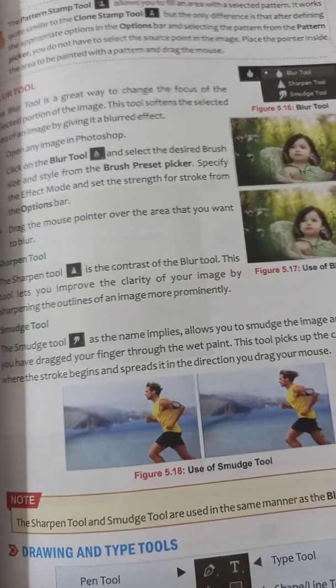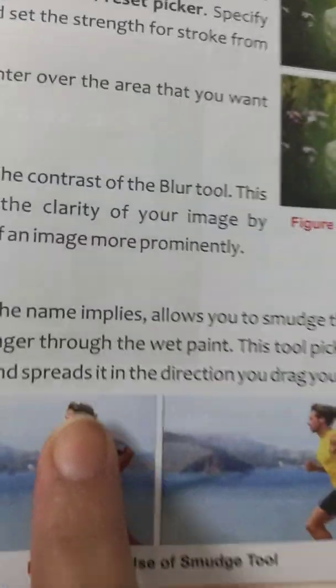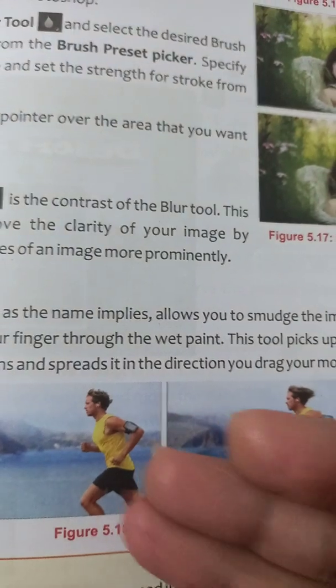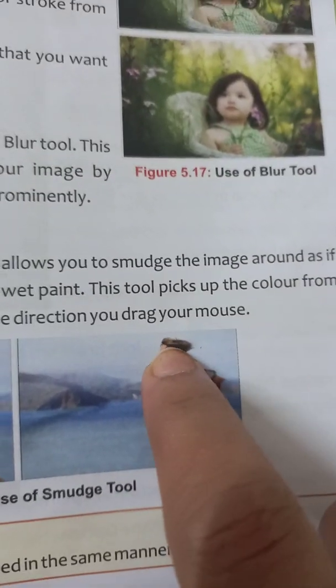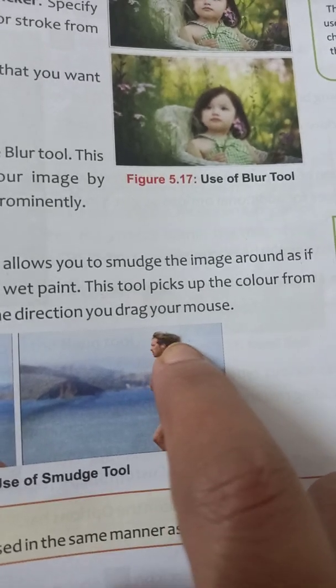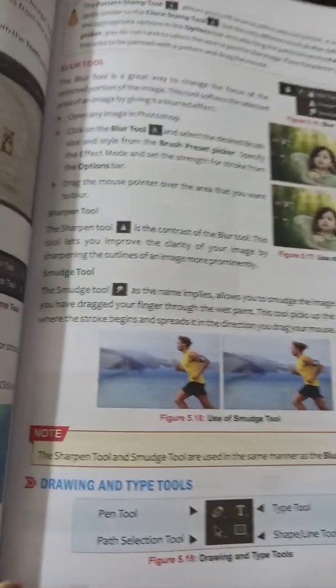Smudge means to show a kind of shade, a little bit of shade. Like you can see here, one man is running, and with the help of the smudge tool you can show a little bit of the changes of the hair over here. So this is known as the smudge tool. This is the working of the smudge tool.